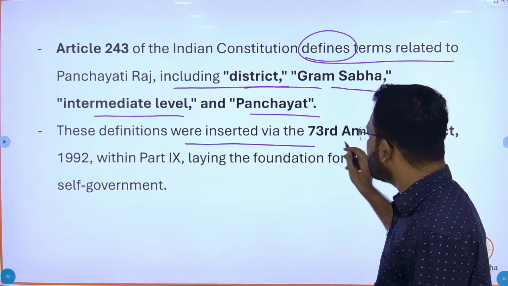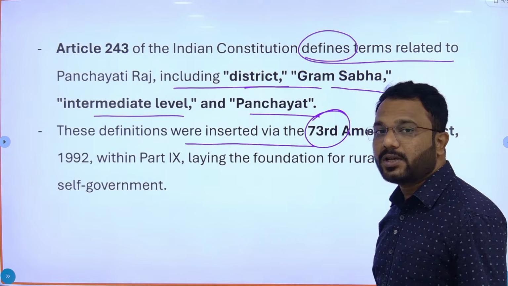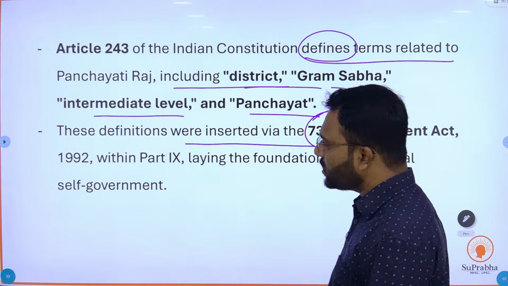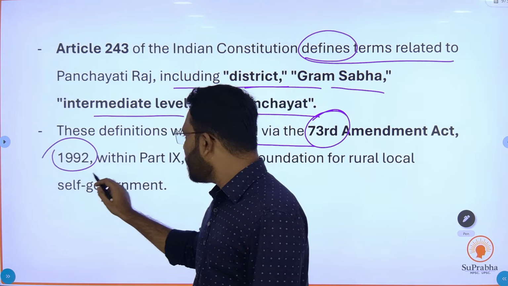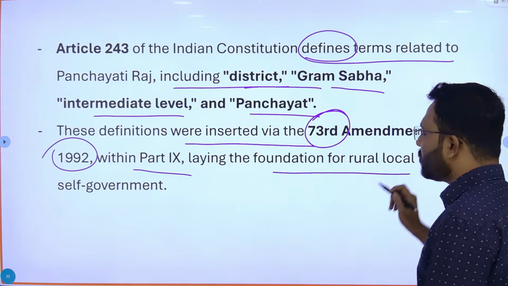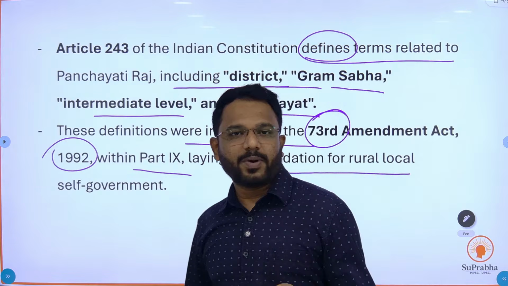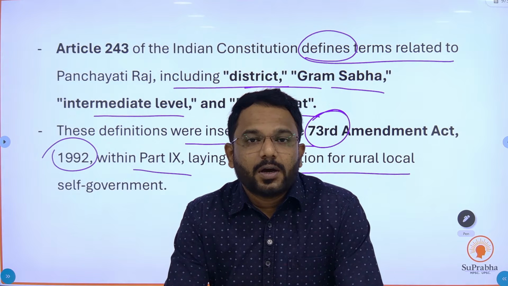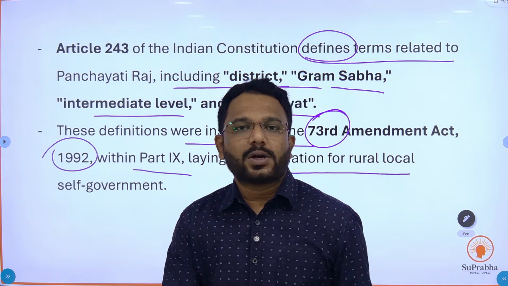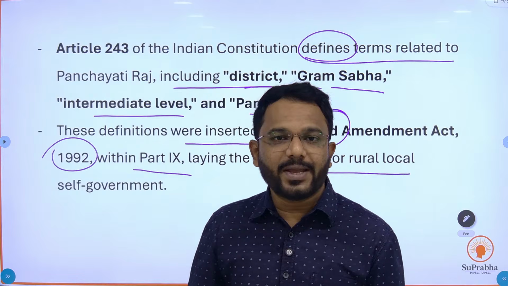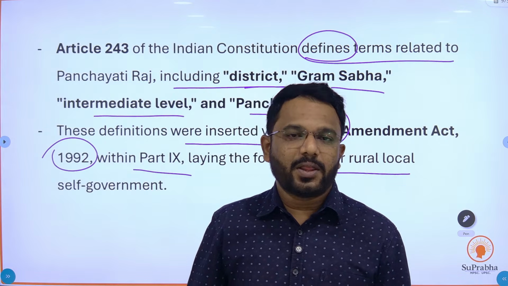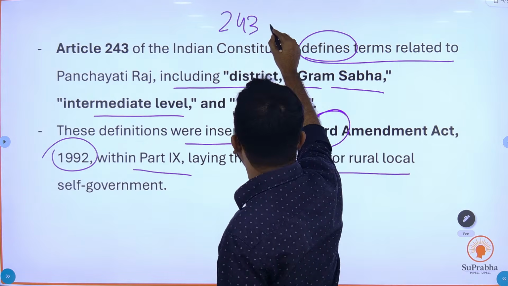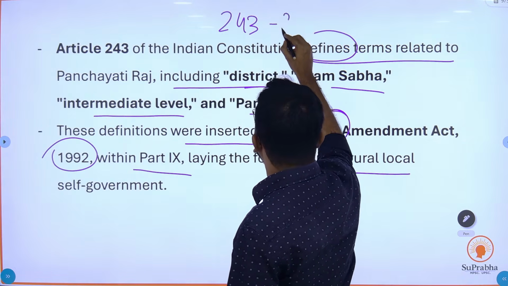These definitions were inserted by which amendment? They were inserted by the 73rd Amendment of our Indian Constitution, which was held in 1992, within Part 9, laying the foundation of local self-government. By the 73rd Amendment Act, the foundations of local self-government were placed in our Indian Constitution, and the important articles are 243 and 243 to 243O.